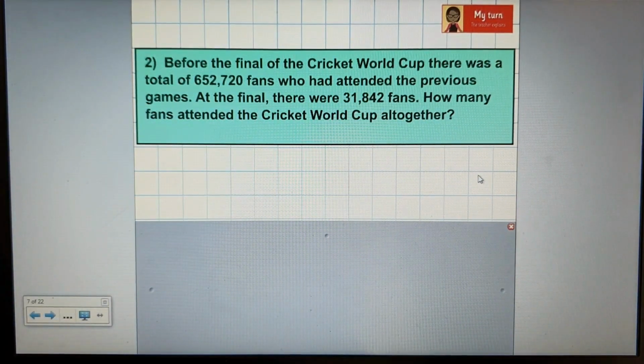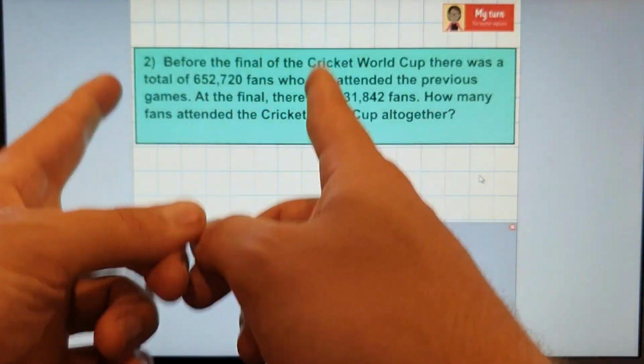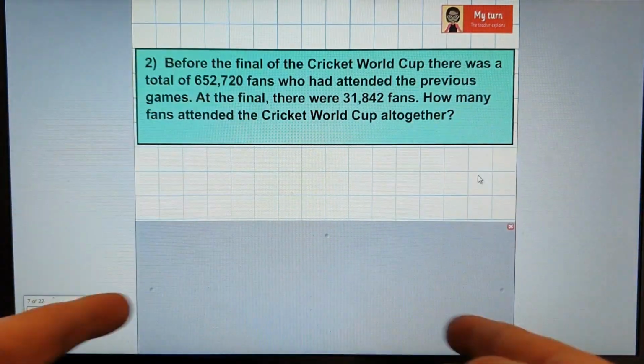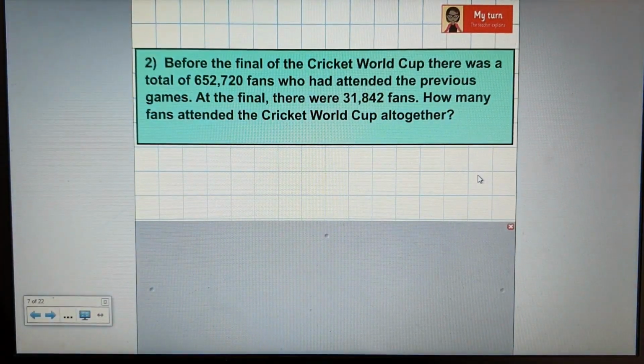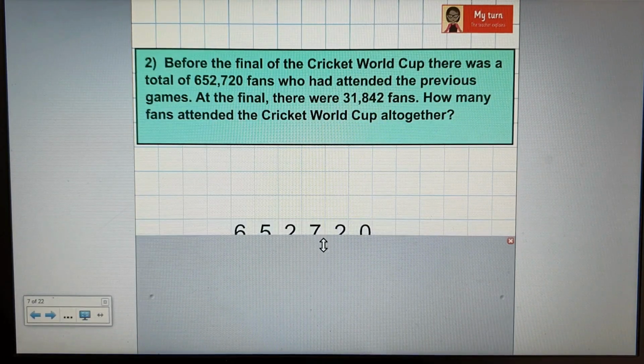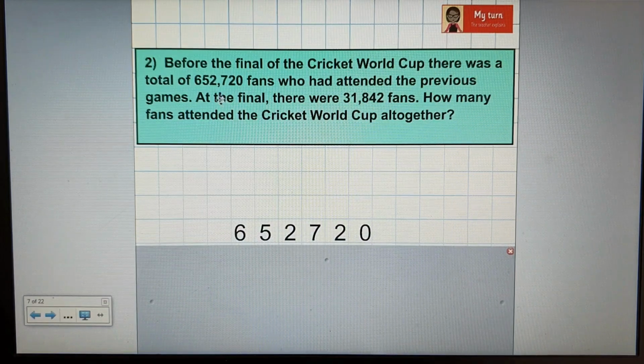So if I were to bar model it, maybe I would have my big amount, my small amount, and then find my total. But we're not going to use a bar model today. So I'm going to use column addition to add these two amounts up so I can find out altogether how many fans attended. So I need my largest number first.